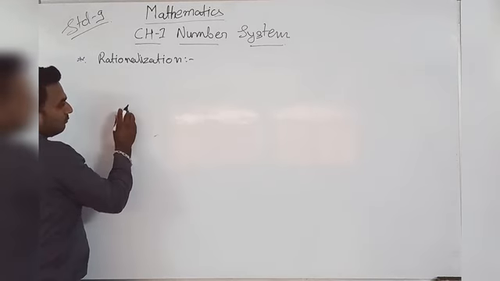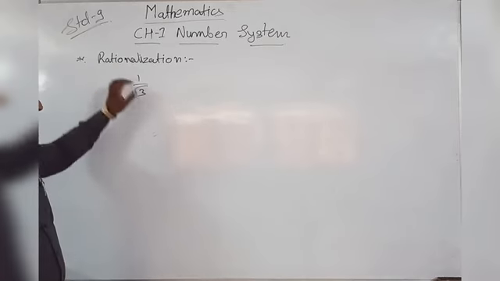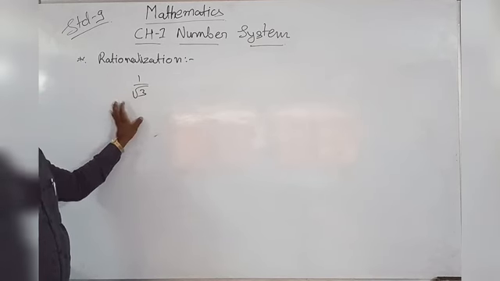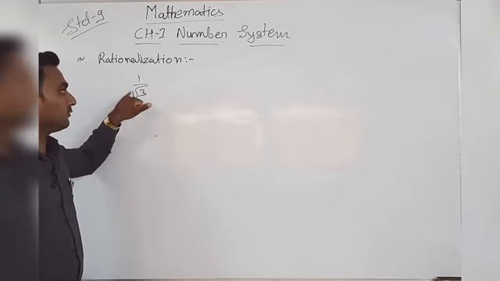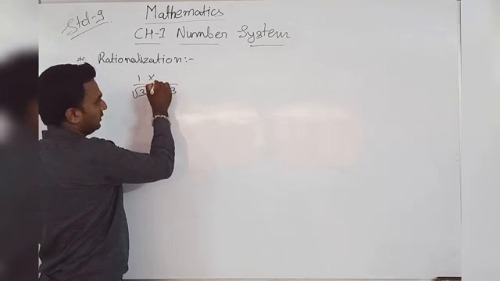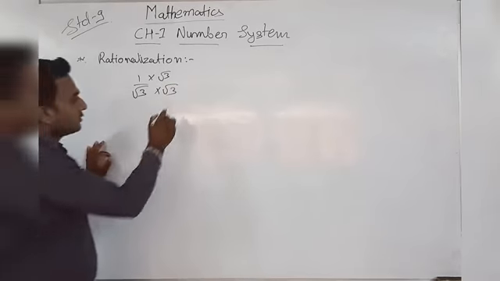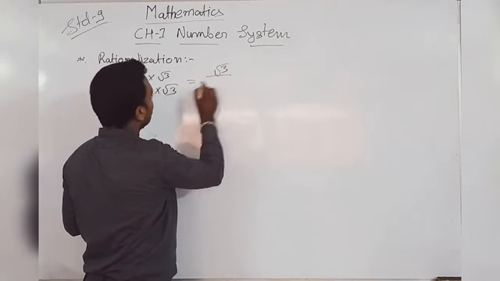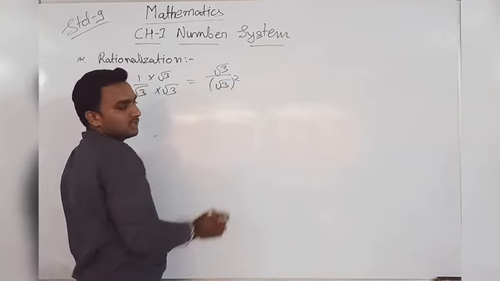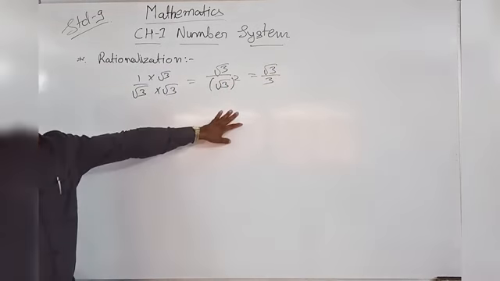Suppose I have a number 1 upon root 3. I want to rationalize this number. In this rationalization form, a root never comes in the denominator, so we have to remove that root from the denominator. That's why I will multiply with the same number, because if we multiply with the same number, the square and the square root are going to be cancelled. So I will write it this way: root 3 here. We know that root 3 times root 3 is root 3 square, so the root and square both are cancelled. So the answer will be root 3 by 3. This is the method of rationalization.